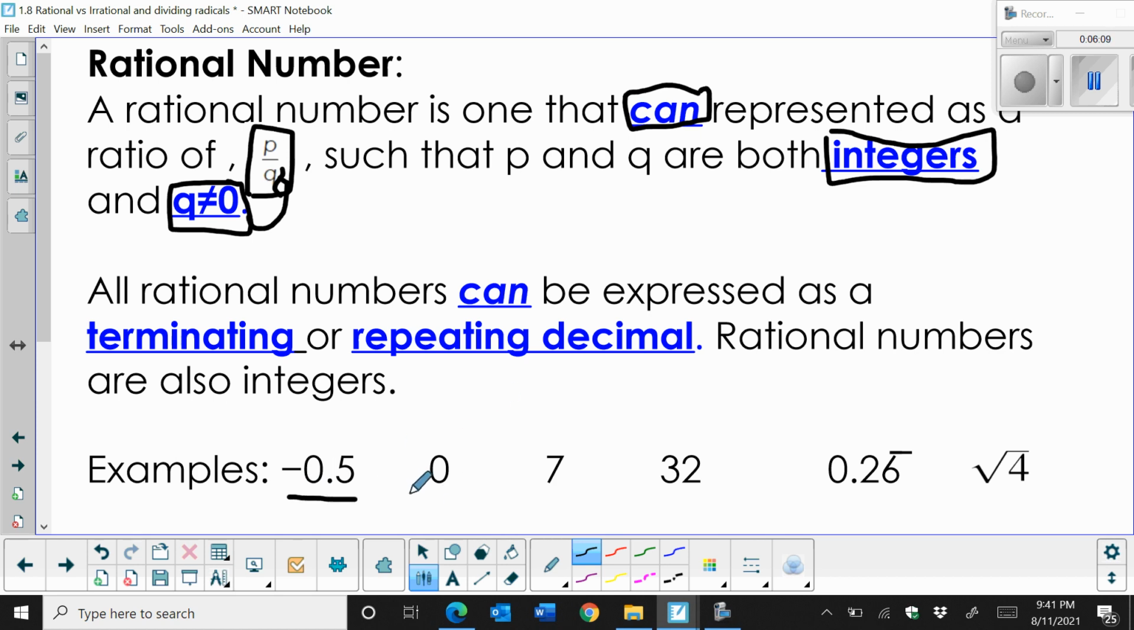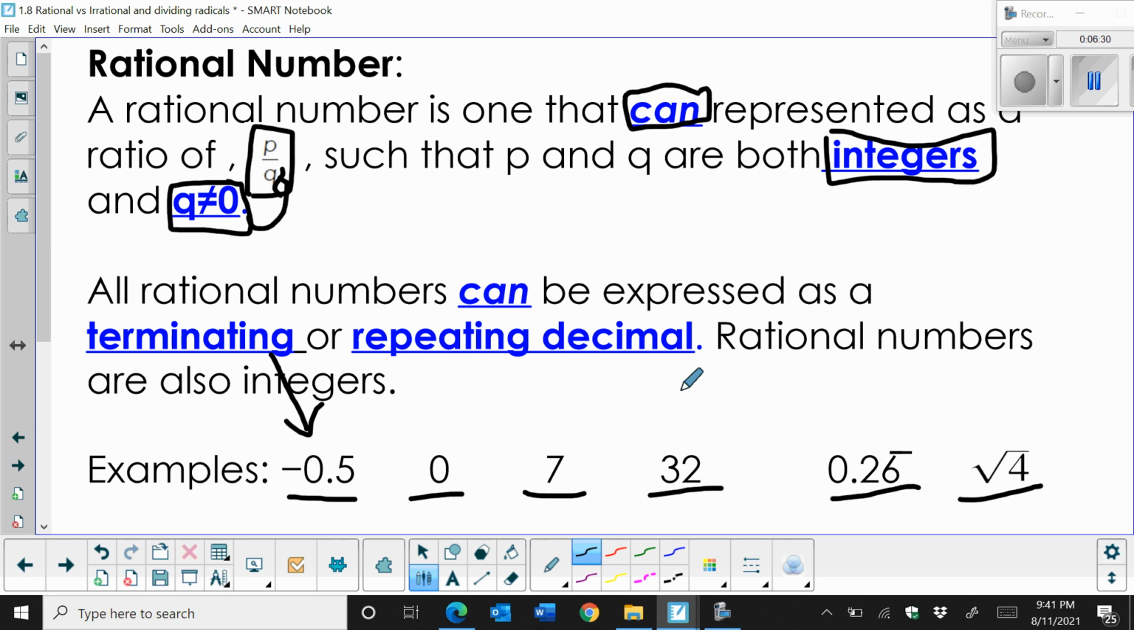Here are some examples. And underneath, or on your notes, you've got some blanks. So let's fill them in. The first one is a terminating decimal, negative 0.5, which is negative 1/2. That terminates because it stops.